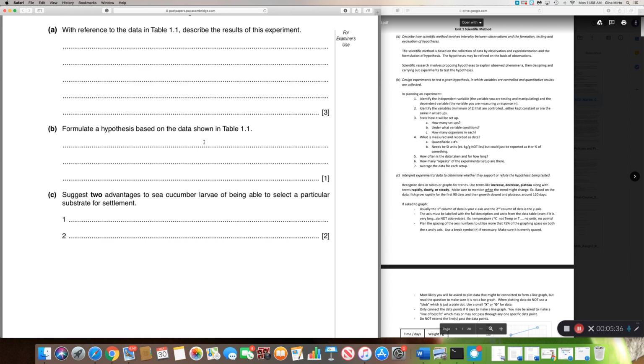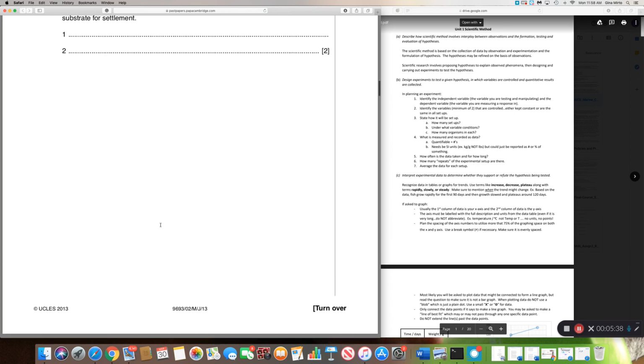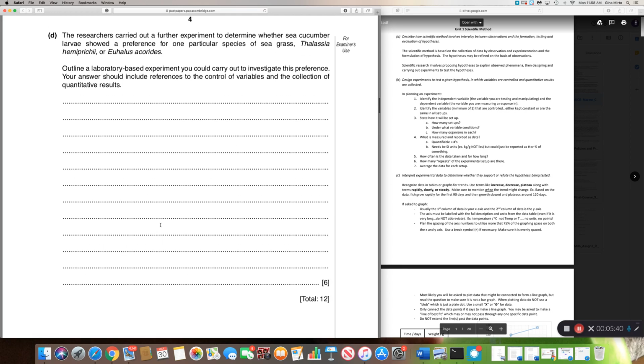This is how I would test it. This is why it's important. Look, I copied every single thing you wrote minus the independent variable. The only thing we changed were the species of seagrass, right?